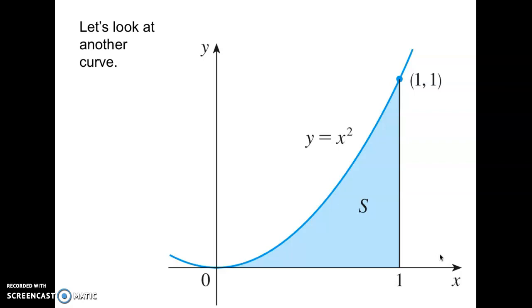So let's look at another curve. If I said to you y equals x squared from 0 to 1, and if I wanted to know this region S, this area underneath the curve between the curve and the x-axis, which is going to represent the accumulated amount of change in the antiderivative curve over that same interval.